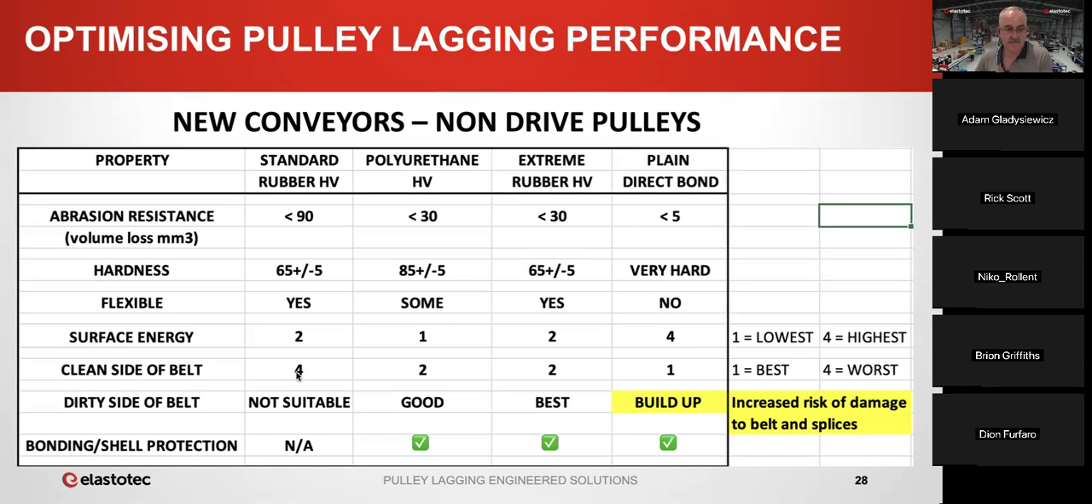For the clean side of the belt, where you shouldn't have build-up as a problem, that's where the direct bond is going to give you the best service life from a wear point of view, followed by the extreme rubber and the polyurethane, and then with the standard rubber coming in last. If we had to pick lagging for contact with the dirty side of the belt, polyurethane is probably the best, or extreme rubber, and direct bond we wouldn't use, and we wouldn't use standard rubber.